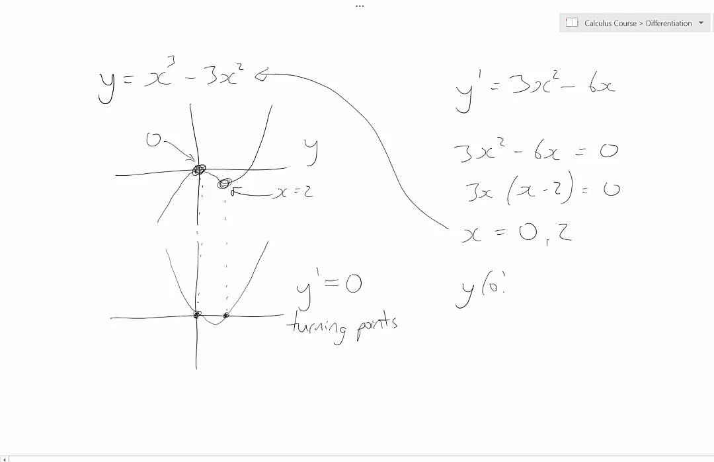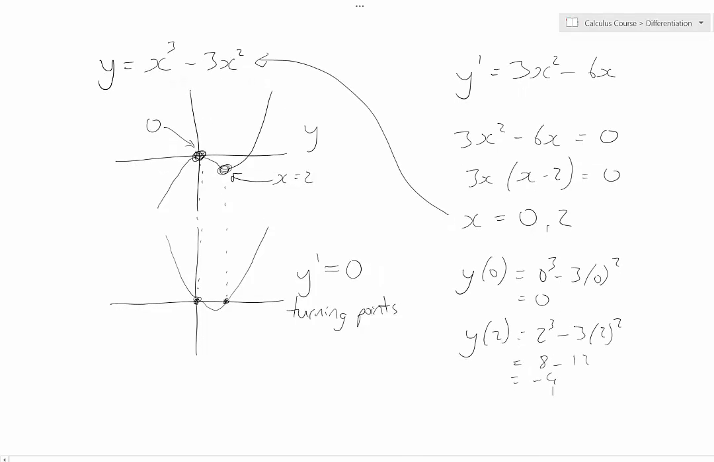So if we just put 0 into there, we're going to get 0 cubed minus 3 lots of 0 squared, which is 0. And if we put 2 into the function, we're going to get 2 cubed minus 3 lots of 2 squared, which gives us 8 minus 12, which is negative 4. And so what this means is our two turning points sit at (0, 0) and (2, -4). And that is a quick overview of how you would find the coordinates of turning points for a function.